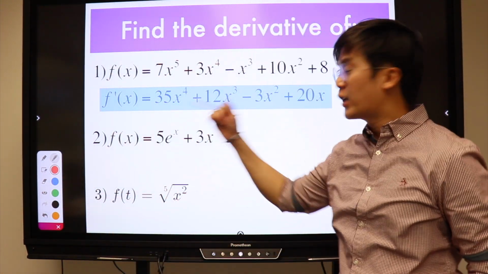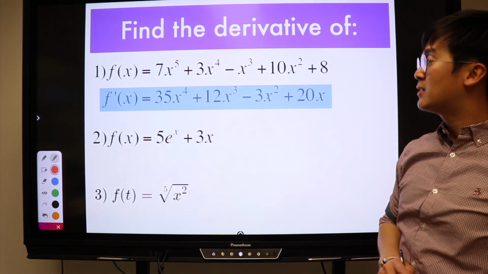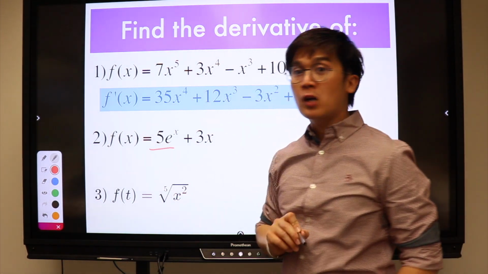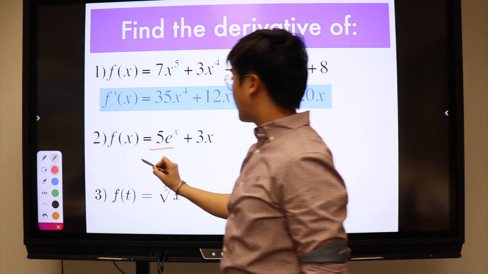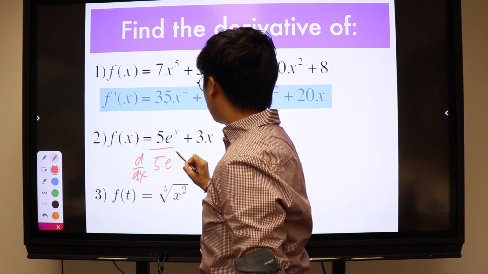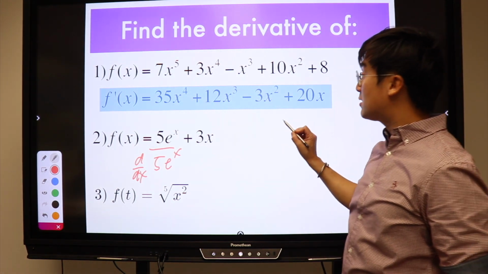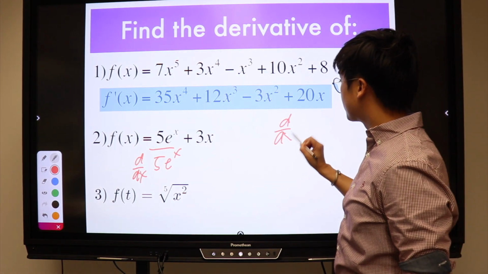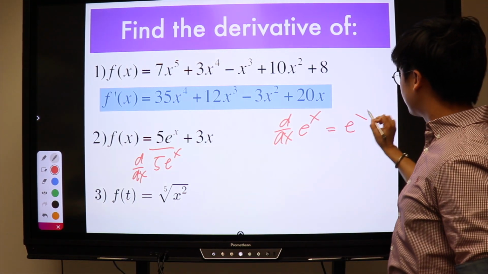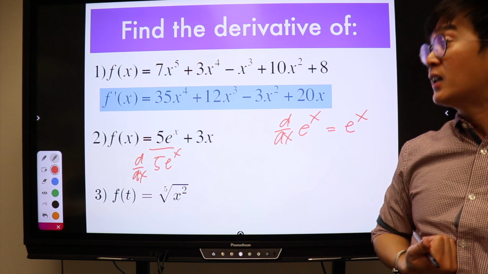Now, number 2, derivative of 5e to the x plus 3x. Now, some of you are probably having trouble with the first one because finding the derivative of 5e to the x will require you to know the derivative of e to the x. And this is the derivative rule for e to the x. It's just e to the x. So that is the derivative of any e to the x.